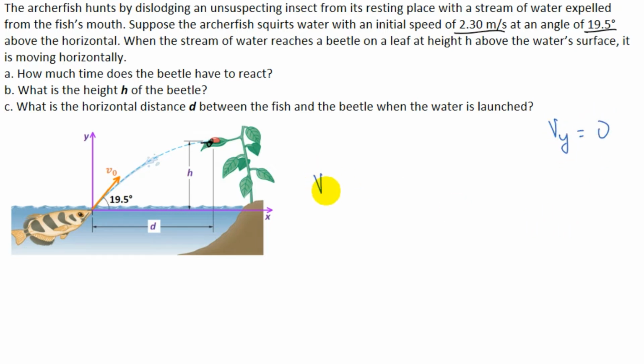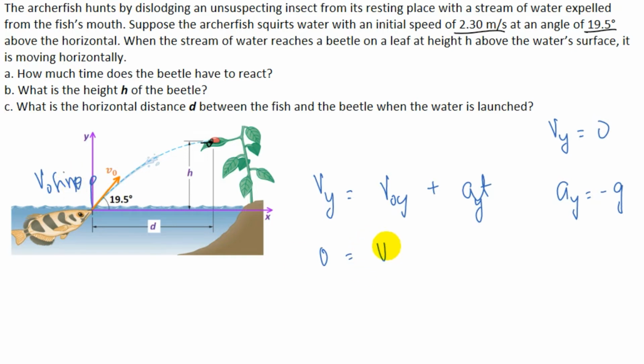And we can use this equation Vy equals V0y plus Ay t. And Ay we have minus g, and Vy is 0 at this point. So we can write 0 equals V0y, which in the vertical direction is V0 sine theta, minus g times t. Now from here the expression for time we get is t equals V0 sine theta divided by g.